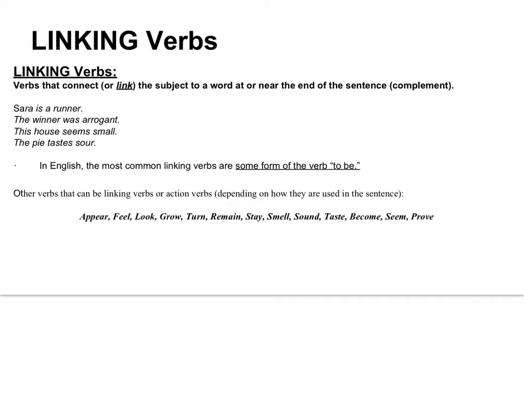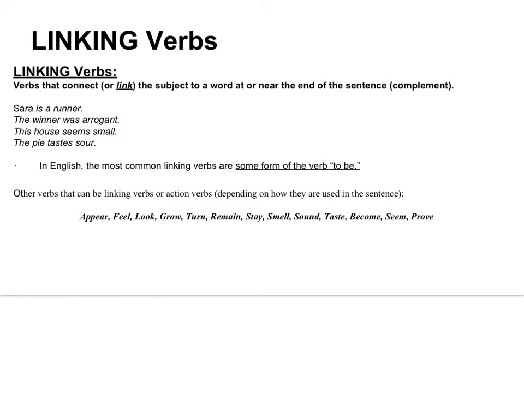Remember that linking verbs are verbs that connect or link the subject to a word at or near the end of the sentence. Its complement is a predicate adjective or a predicate noun. Sarah is a runner. Runner is renaming Sarah, so it is a predicate noun. The winner was arrogant. Arrogant modifies winner, but it comes after the linking verb, and that's why it's called a predicate adjective.